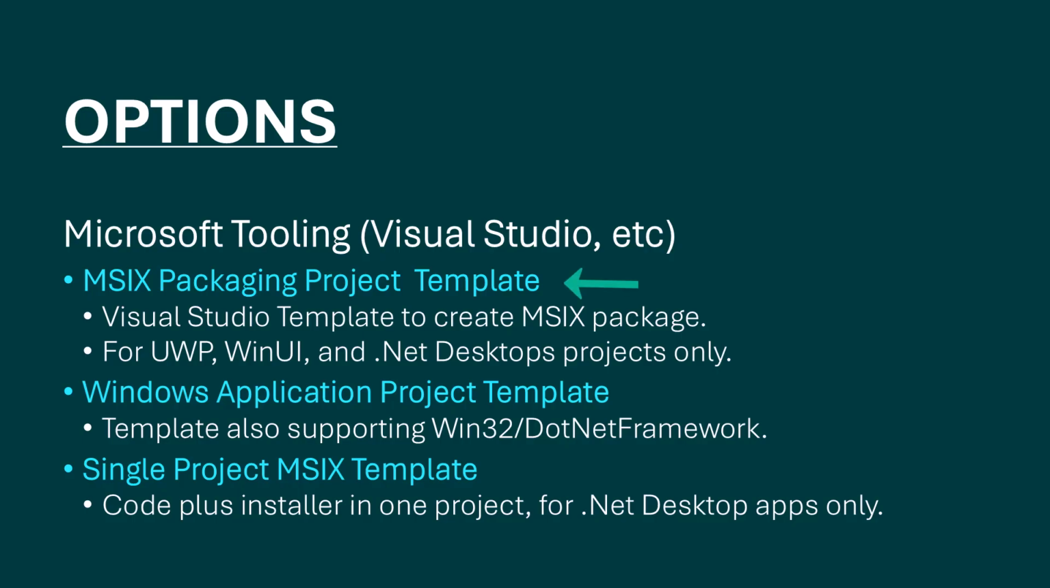If your application is UAP, WinUI, or .NET Desktop project, you would likely look at adding an additional MSIX packaging project to your solution. If your application is Win32 or .NET Framework based, then the Windows Application Project, or WAP for short, is what you're looking for. If you're starting from scratch with a new .NET based application, there's also an option to create everything in one shot, the app and the package. To do this, you use the single project MSIX package template.